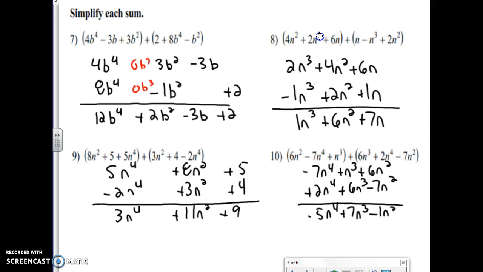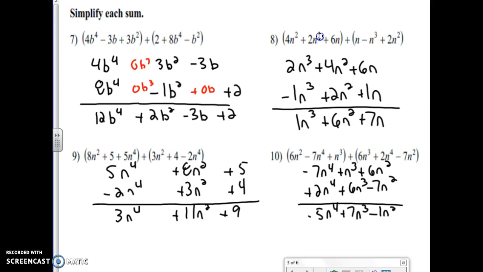You will talk more about this in the future in math, but sometimes we have placeholders that exist. We really do have a 0b right here. So I'm taking negative 3 and adding 0b to it. It gets me negative 3b. So I got 12b to the 4th plus 2b squared minus 3b plus 2.